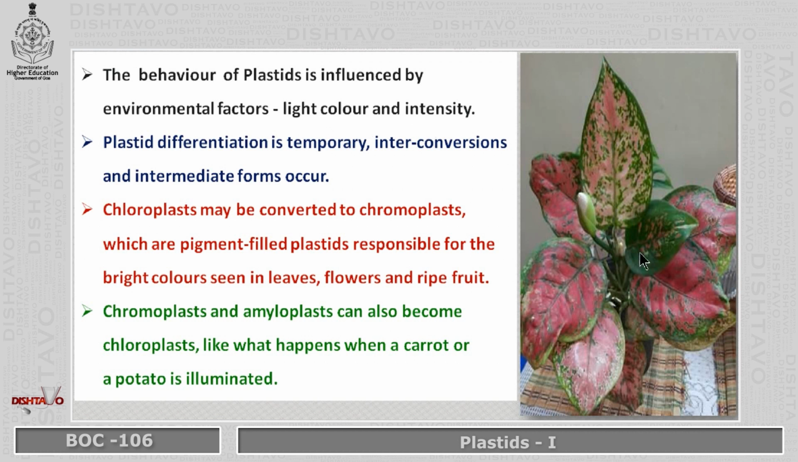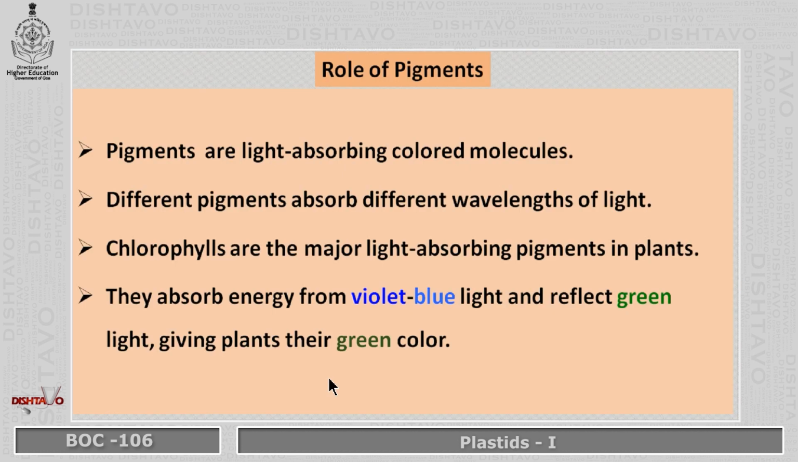Another important thing about plastids is the interconversion. They can convert from one form to another depending upon different factors, like the color and intensity of light. We see the color changing in the leaf, or a fruit changes color, and that is because of environmental factors. So chromoplasts and amyloplasts can become chloroplasts. We see in carrot and potato, when they are illuminated, how they turn greenish in color.